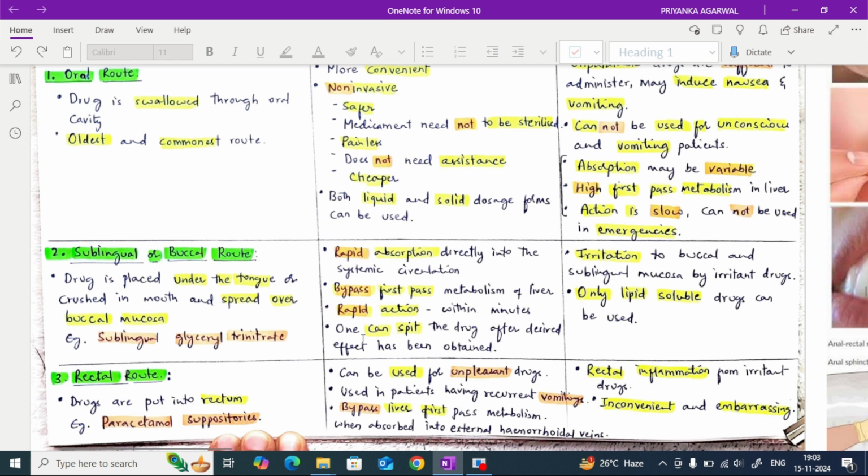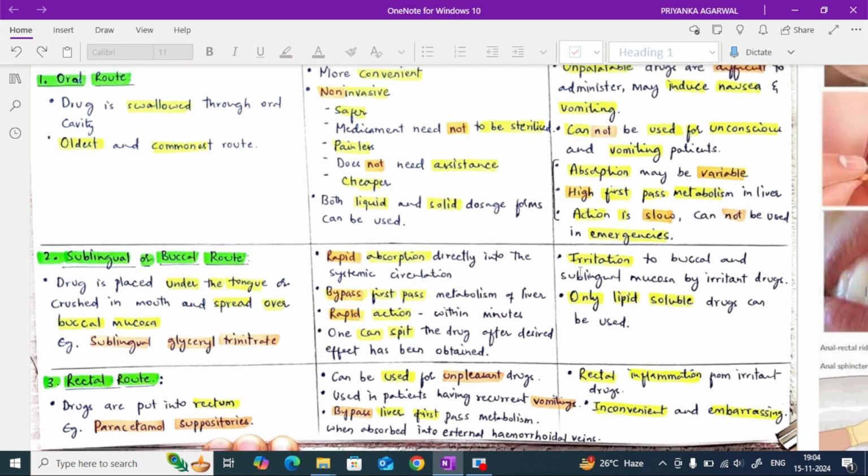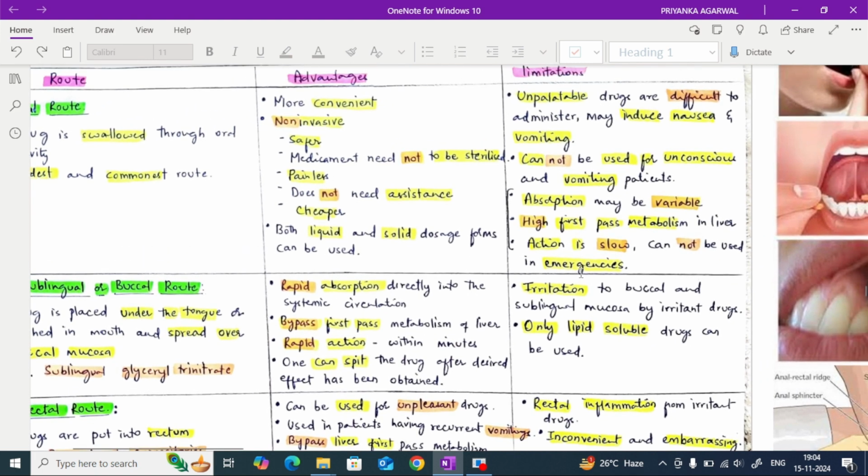And one more advantage of this route is one can spit the drug when the desired effect has been obtained. Okay, so because the drug is still in the mouth, one can spit the drug. Now for the limitation for every route, first limitation would be irritation to that route. So irritation to buccal and sublingual route is the first limitation here, and only lipid soluble drugs can be used.